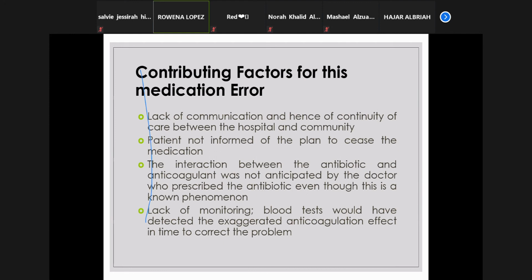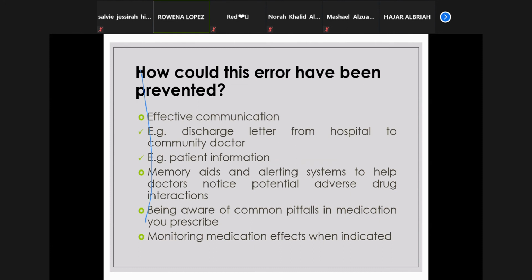Blood tests would have detected the exaggerated anticoagulation effect in time to correct the problem. So if, for example, the patient is taking warfarin, there is a certain time that you have to take the INR result. So there was no regular blood test done for this patient, which is also a contributing factor. So how could this error have been prevented? Again, effective communication. The discharge summary should actually be sent to the community doctor. Memory aids and alerting systems help doctors notice potential adverse drug interactions. Also being aware of common pitfalls in medications you prescribe, and monitoring medication effects when indicated.